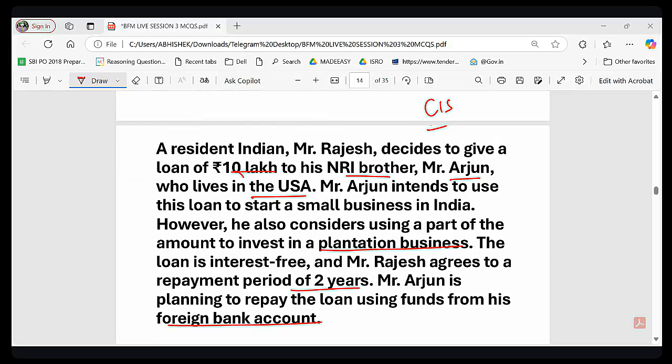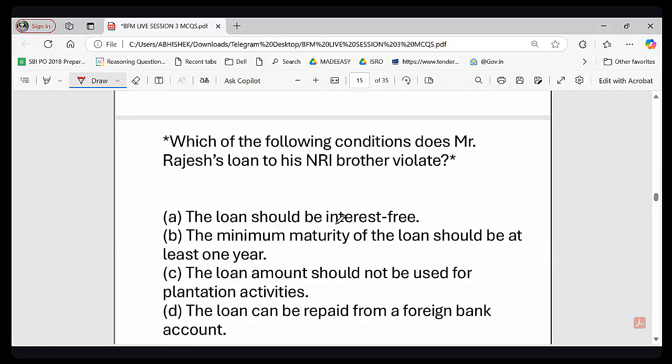Let me again show you the question. The question is: which of the following conditions does Mr. Rajesh's loan to his NRI brother violate? Sudhanshu has answered A and D. Okay, fine.